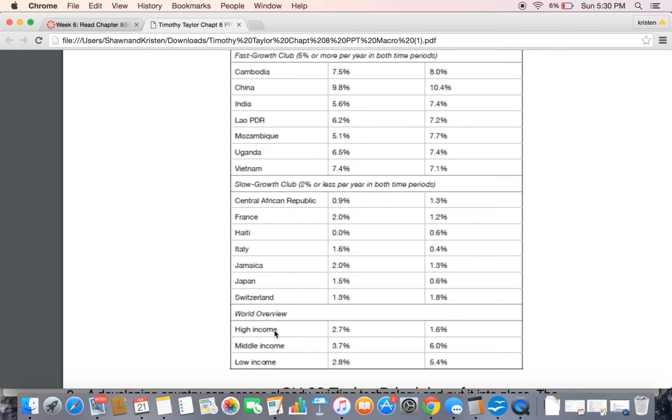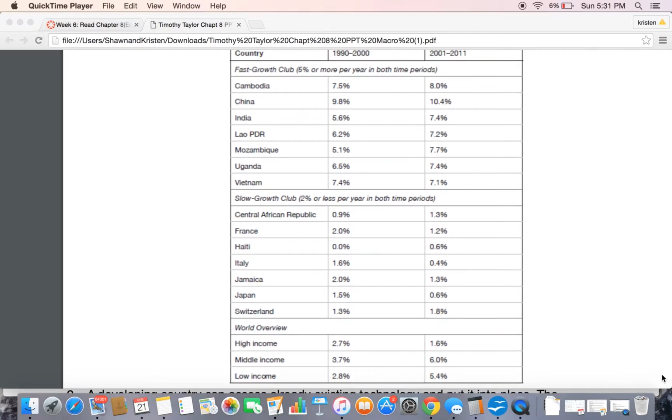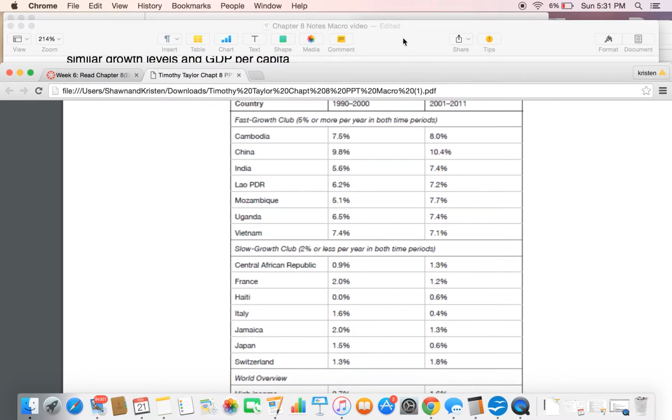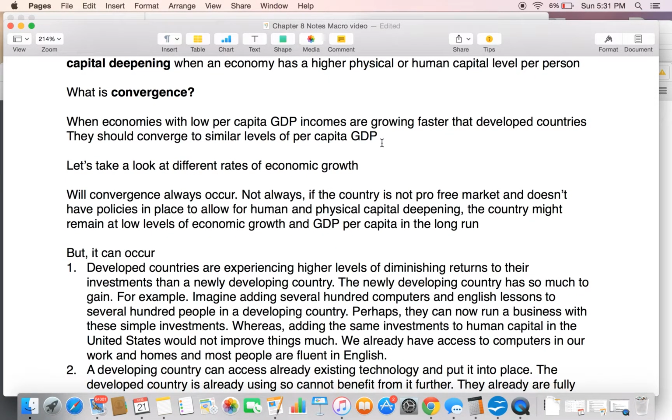Low to high income countries, high incomes such as the United States, most of the countries of Europe, Canada, those types of places are not experiencing rapid economic growth, and neither are low income countries, whereas middle income countries are experiencing the growth, and we see them here. So something to think about when we are contemplating, will convergence occur? Will these developing countries be able to catch up to the level of economic growth that we have experienced and the per capita GDP that we have right now in our country?